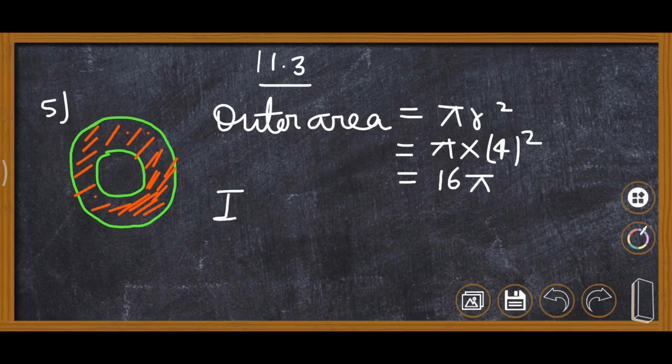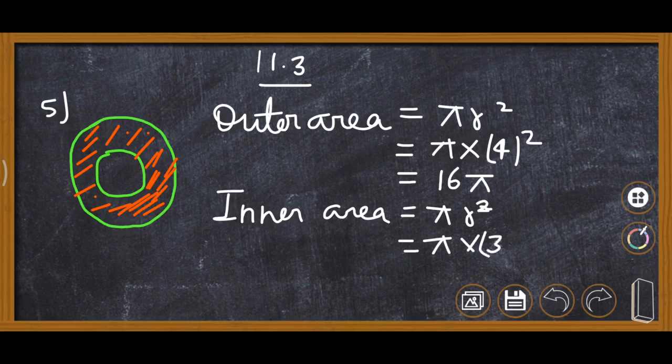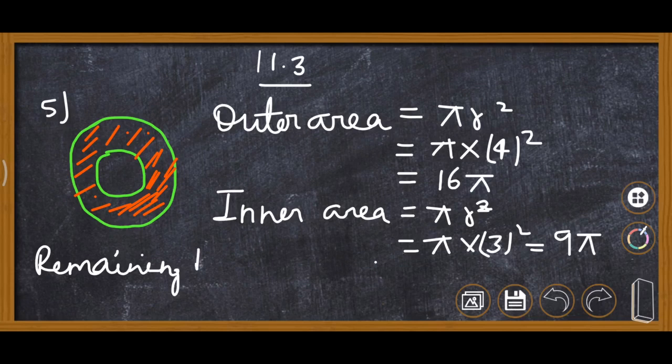Now we will find the inner area. Inner area is also pi r square. Here the value of r is 3, so 3 square we will write and 3 3s are 9 pi. Now the remaining sheet or remaining area we will find after subtracting it. Now subtract: 16 pi minus 9 pi. So the answer is 7 pi.